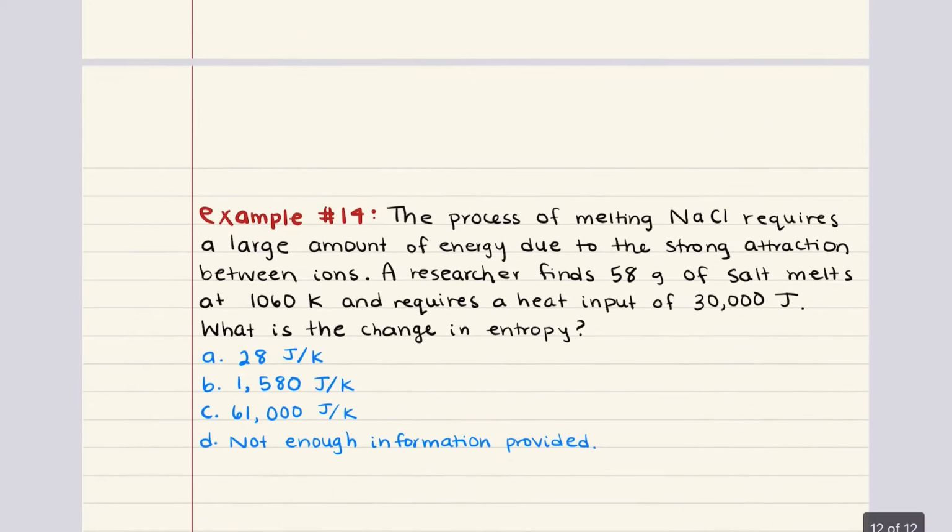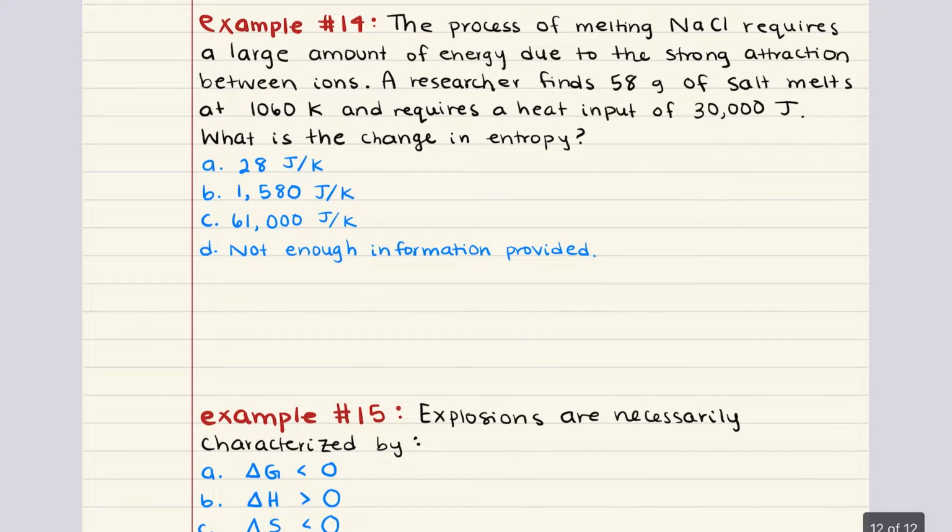Let's move on to problem 14. Problem 14 says the process of melting sodium chloride requires a large amount of energy due to the strong attraction between ions. A researcher finds that 58 grams of salt melts at 1060 Kelvin and it requires a heat input of 30,000 joules. What is the change in entropy?